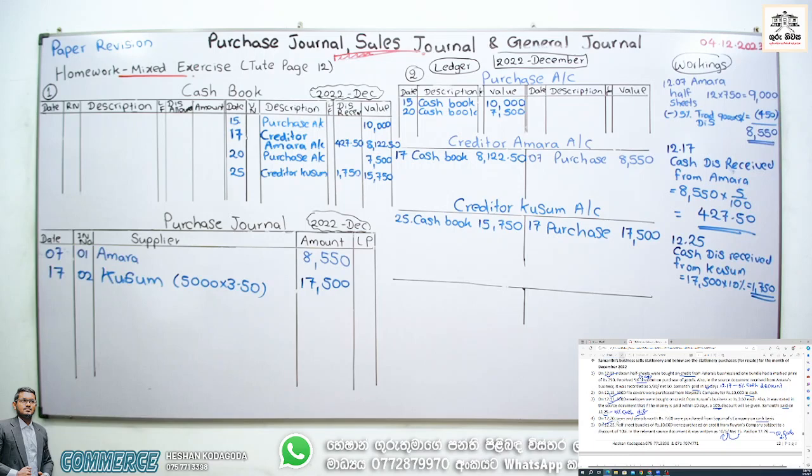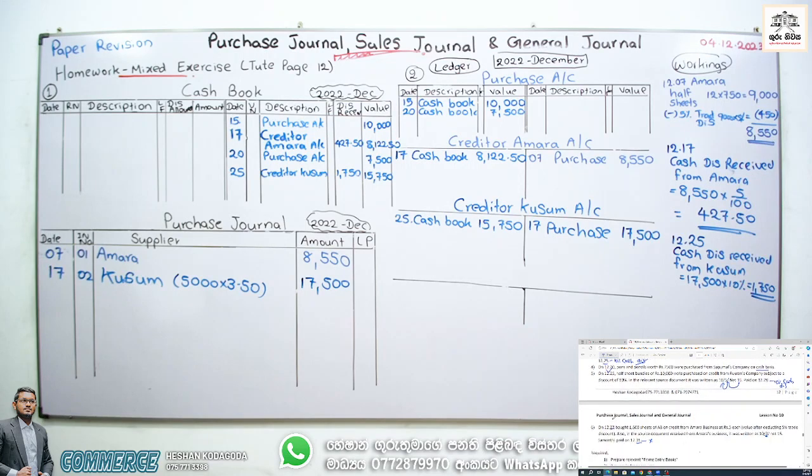Now this one. On December 25th, Half Street bundle 10,000 was purchased on credit from Ruan Company subject to 10% cash, subject to discount of 10%.